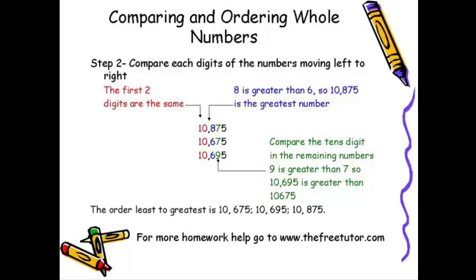Now we continue to move to the right. For the next two numbers, we can compare the tens digit, and we can see that 9 is greater than 7. So we can conclude that 10,695 is greater than 10,675. So by implementing this method, we have solved our math problem. Moving in order from least to greatest, the numbers are 10,675, 10,695, and 10,875. And that's it.